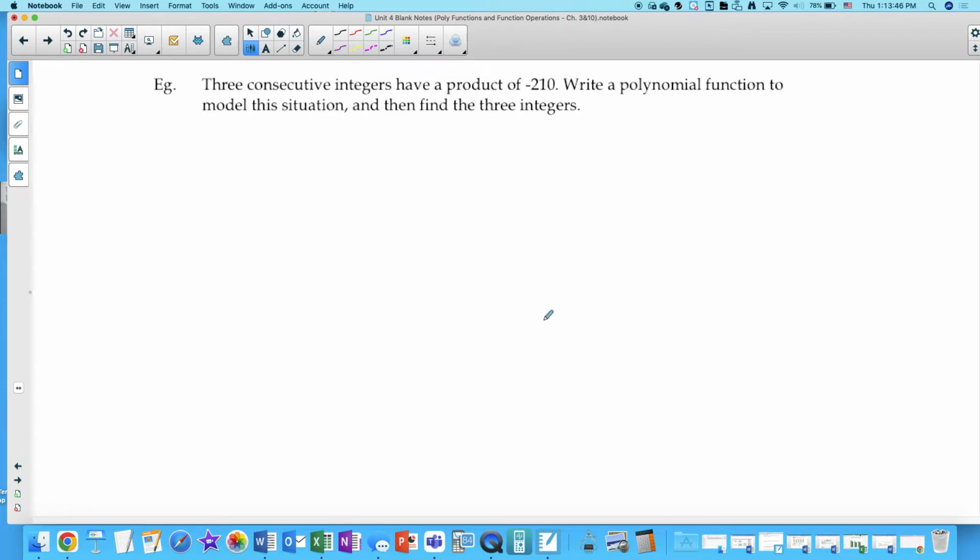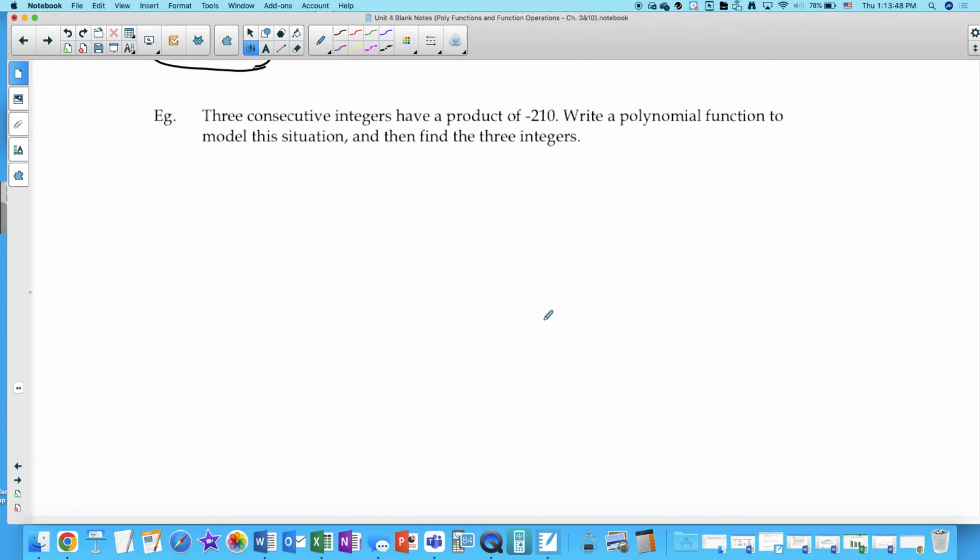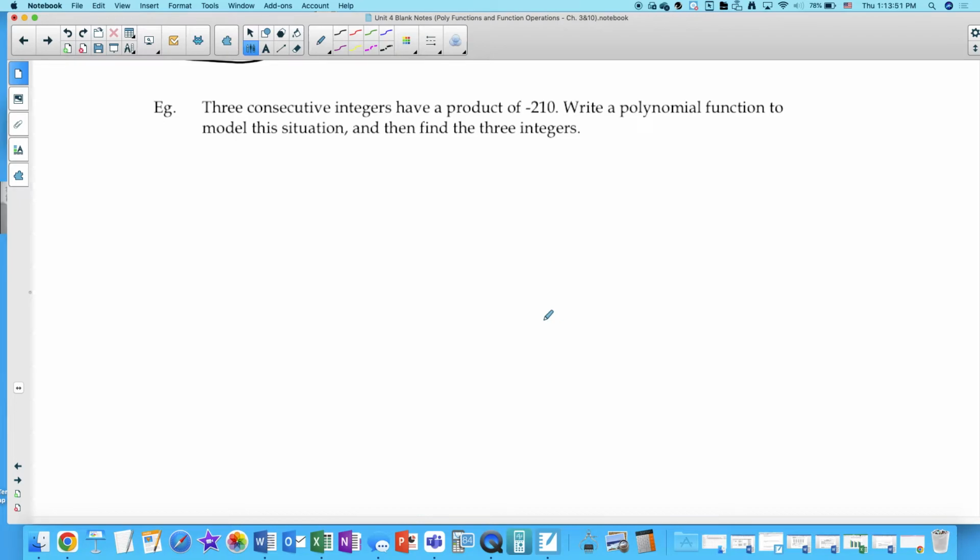Okay, last question. Three consecutive integers have a product of -210. Write a polynomial function to model this situation, then find the 3 integers. Okay, we're going to talk about it together. Three consecutive integers. What does consecutive mean? Yes, one after the other. So like 2, 3, 4 are 3 consecutive integers. So it would be like x times x plus 1.